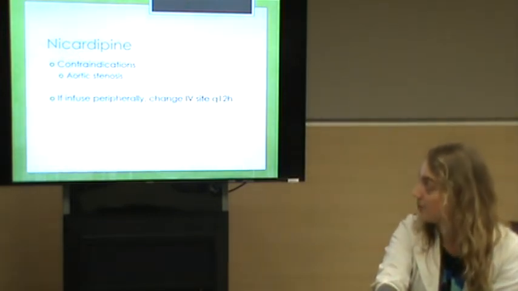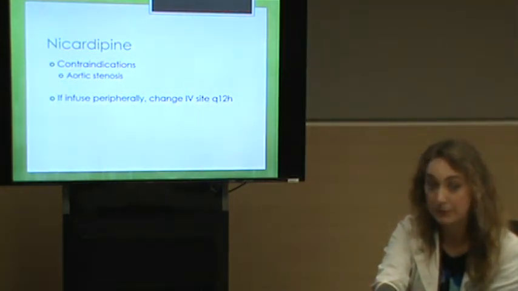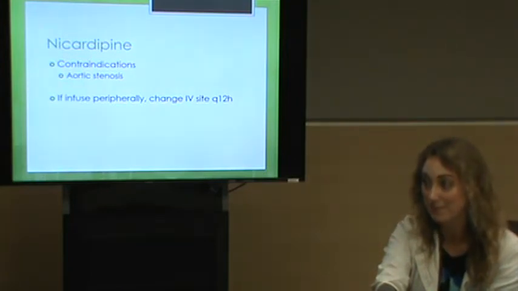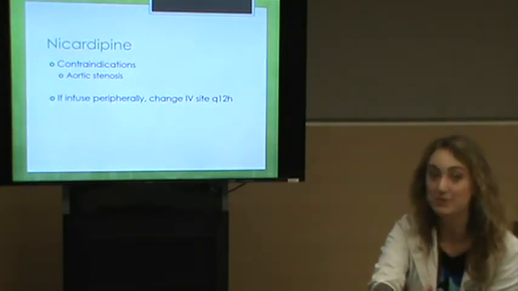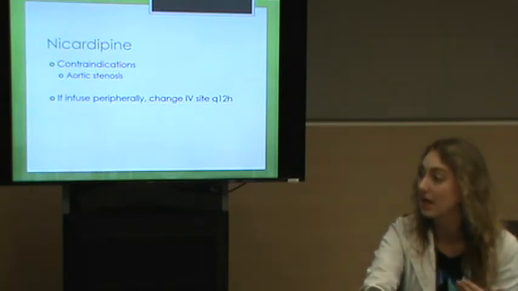If you end up infusing nicardipine peripherally, it is necessary to change their IV site every 12 hours. So that's much more frequent than we typically would change their IV site. A lot of the times, we'll use a central line. But if something happens where you have to use nicardipine on a person with a peripheral line, make sure you're changing that line out every 12 hours.